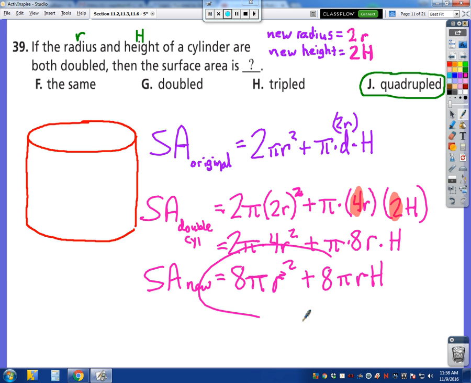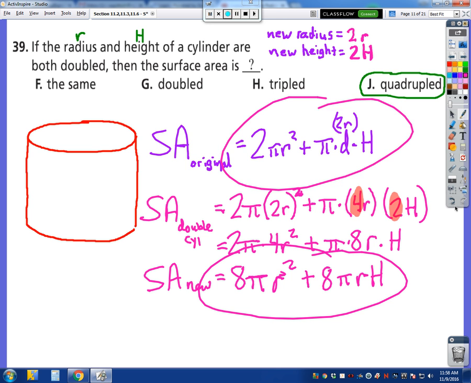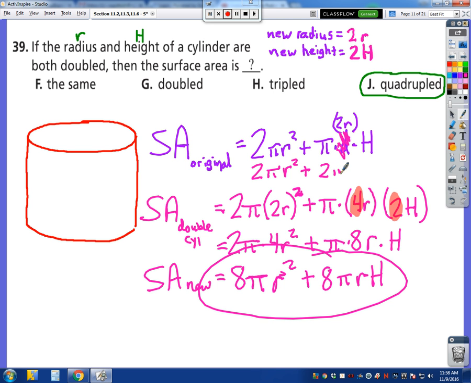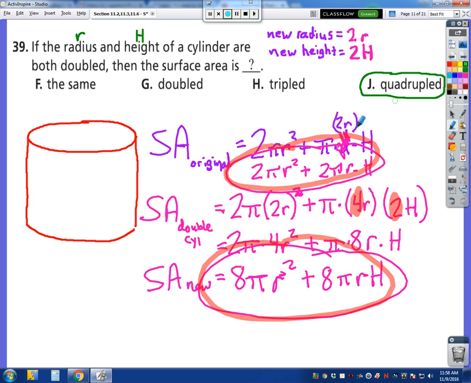And if I compare this to my old one, since this has, in terms of r, I want to get rid of d here, this overall would be 2 pi r squared plus 2 pi r h. And so if I want to compare this value to this overall value, I notice that this had a 2 in front, and this has now got an 8 in front. So this quadrupled. This got multiplied by 4. And notice everything else after it is still the same.